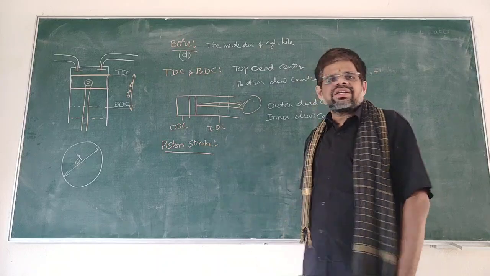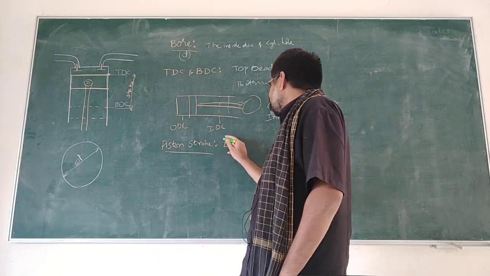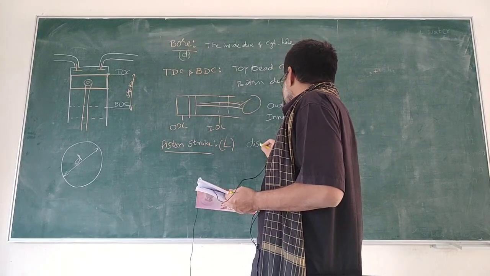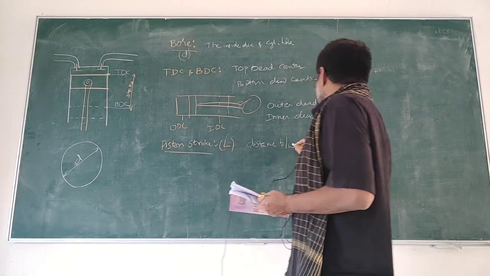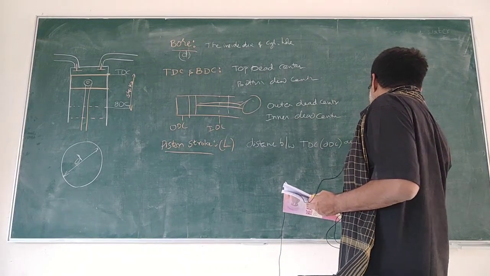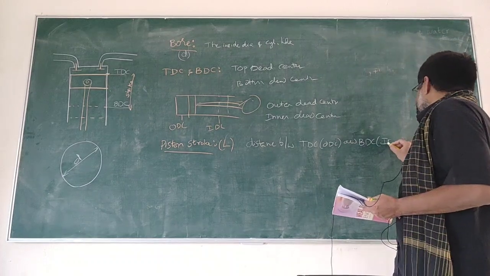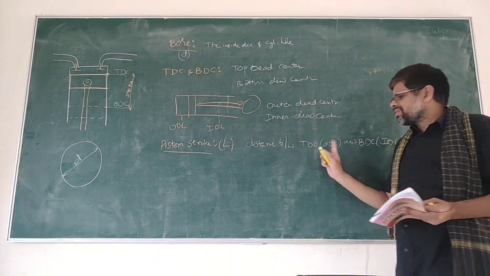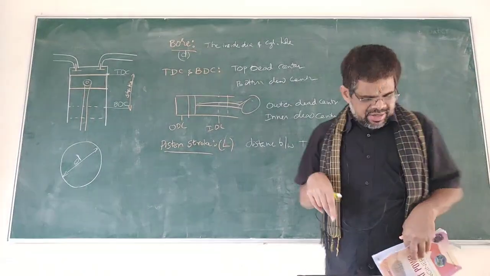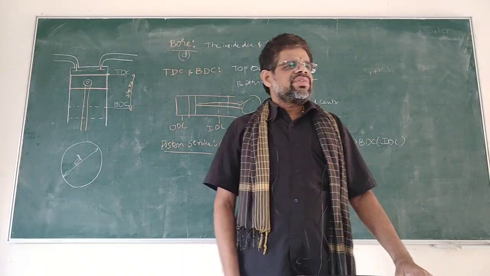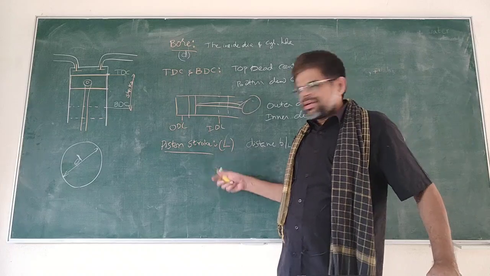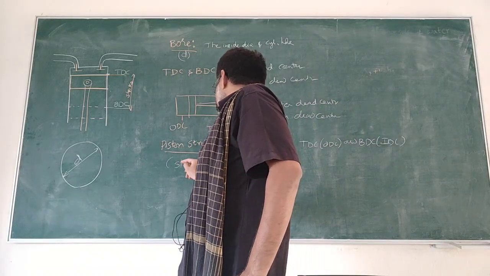S-T-R-O-K-E. Stroke, piston stroke, and it is represented by the letter L. So what is a stroke? It is the distance between TDC or ODC, and BDC or IDC. So this is for a vertical engine and these two for horizontal engines. Okay, is it clear? So top dead center and bottom dead center, and the distance between these two is called stroke, or it is also called stroke length.